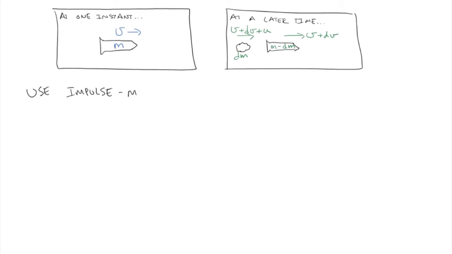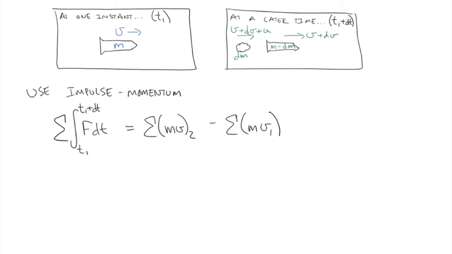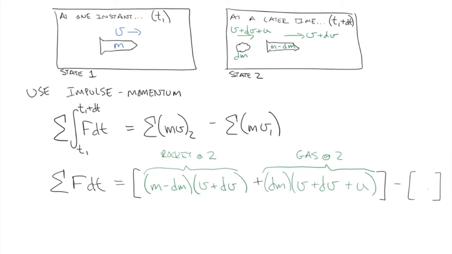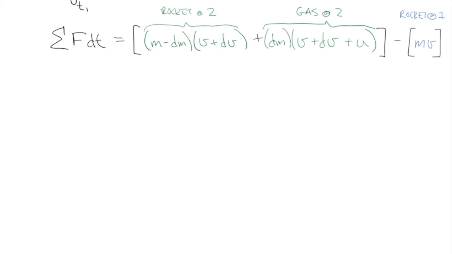So let's apply the impulse momentum principle. On the left side, we're integrating all the internal forces with respect to time. In this case, we'll say state 1 is at time t1 and state 2 is an instant later at t1 plus dt. On the right side, we have a net change in the linear momentum between the two states. If we do the integration on the left side, we'll just get the sum of forces times dt. On the right-hand side, for state 2, we have linear momentum terms for the rocket and the gas, and for state 1, we just have the rocket based on the diagram we drew earlier. Plugging in the terms and doing the expansion, you'll notice that a bunch of the terms will end up canceling out.